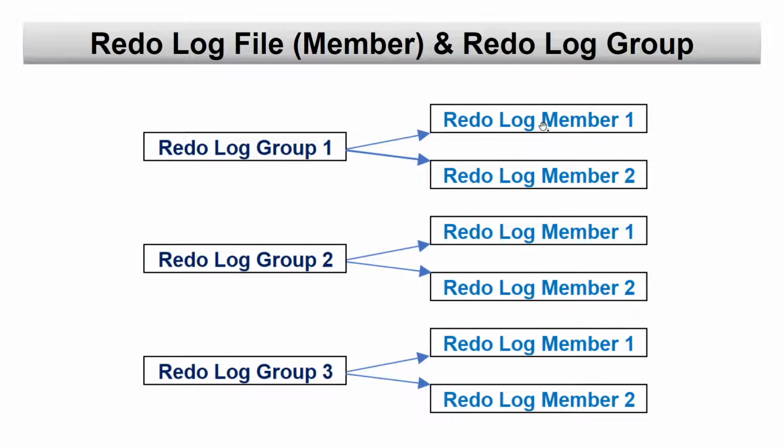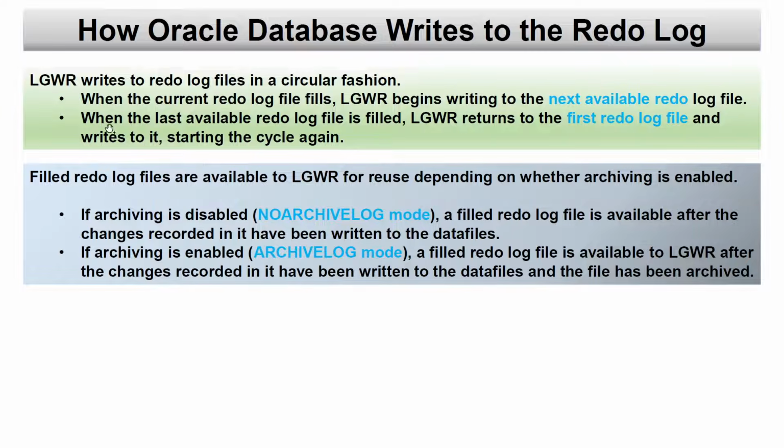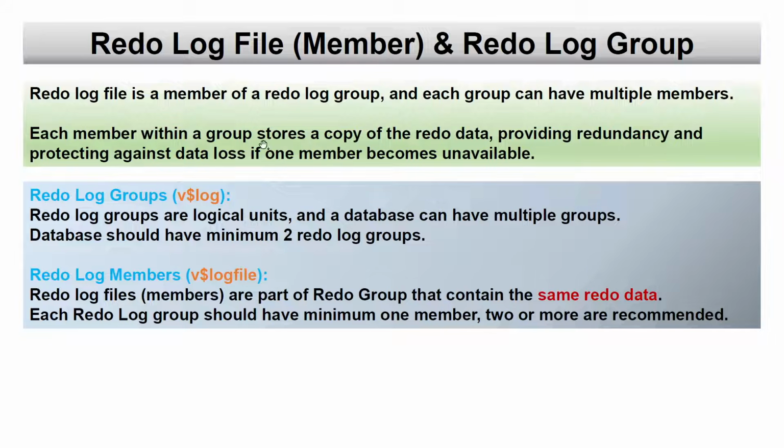So let's say member 1 is gone, you still have member 2. If one of the members is gone, nothing will happen. Your database will not crash. The database will still work. You will get a message in the alert log that one of the members is gone, but the database will not crash. That's why I'm saying it's crucial, but it's not fatal. Remember that. Each member within a group stores a copy of redo data, so if one member is gone, you still have the second member.